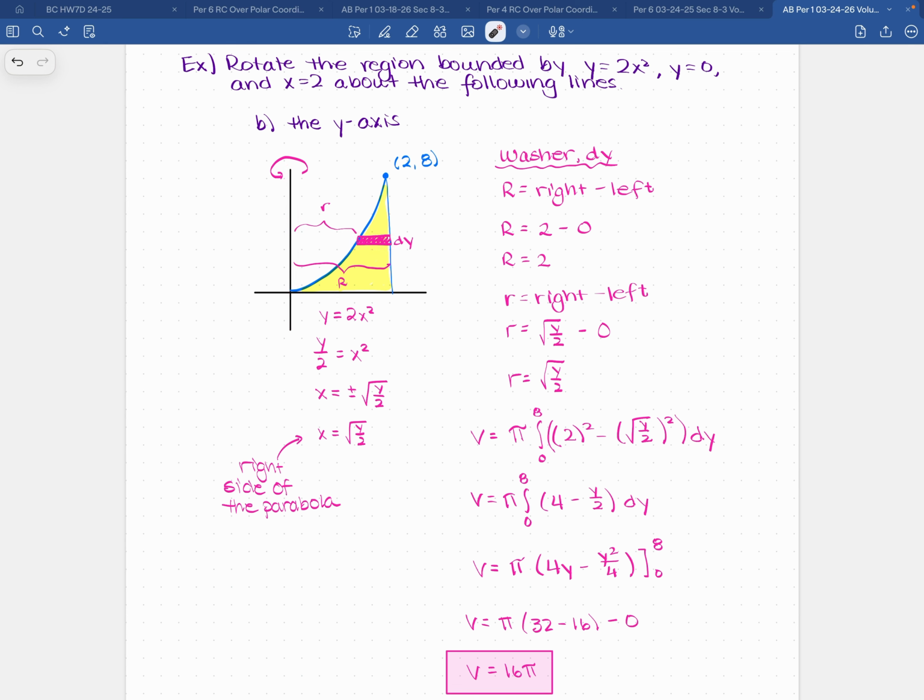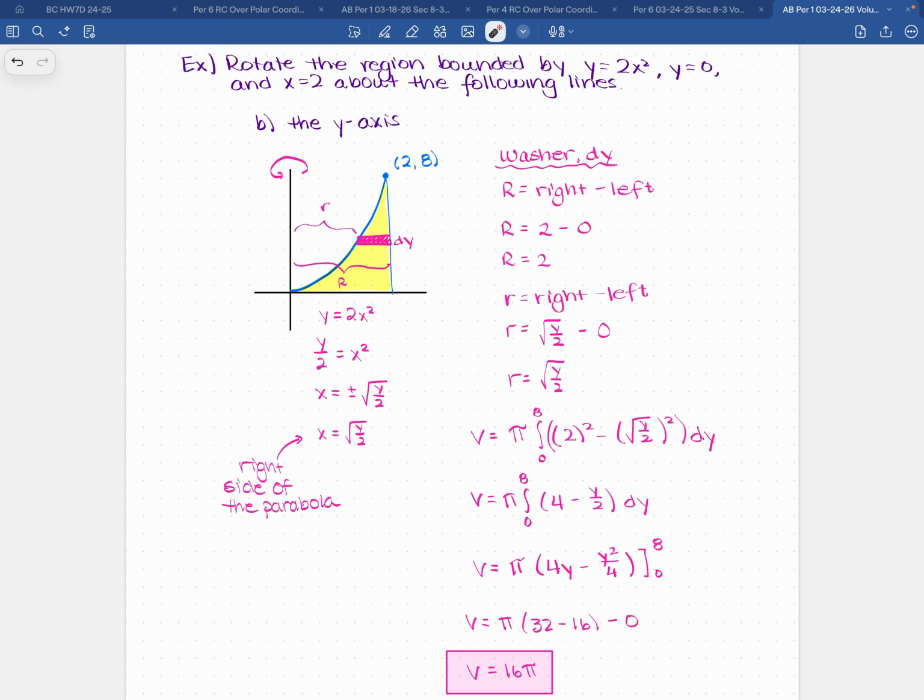And again, it tells us two things. Number one, since the thickness of the rectangle is measured vertically like the y-axis, it is a dy problem. And also, this rectangle does not always touch the axis of rotation. So it is a washer problem. We have an inner and an outer radius, so we have to find both. Both of them are measured horizontally though, so they are both going to be right minus left.